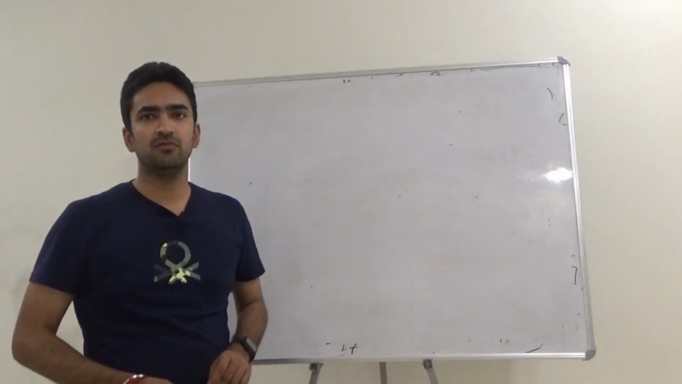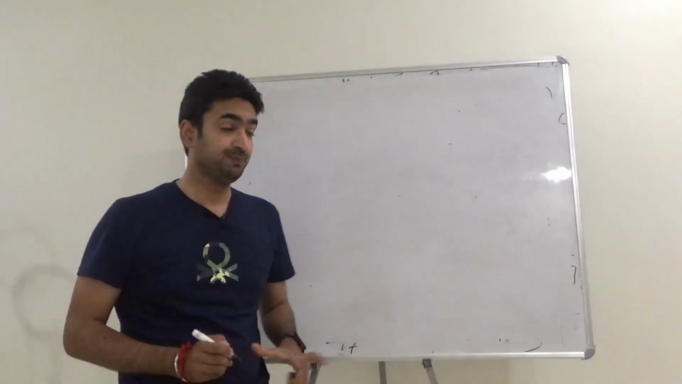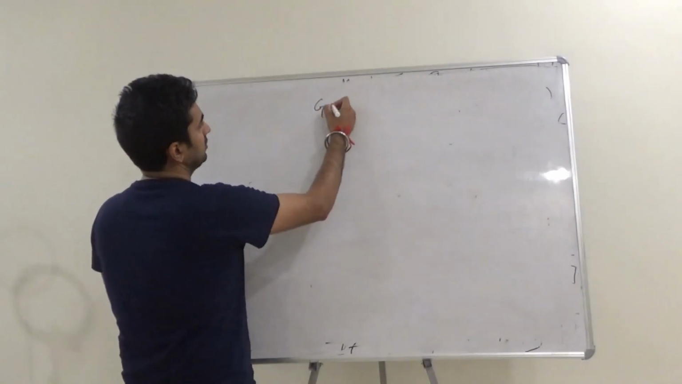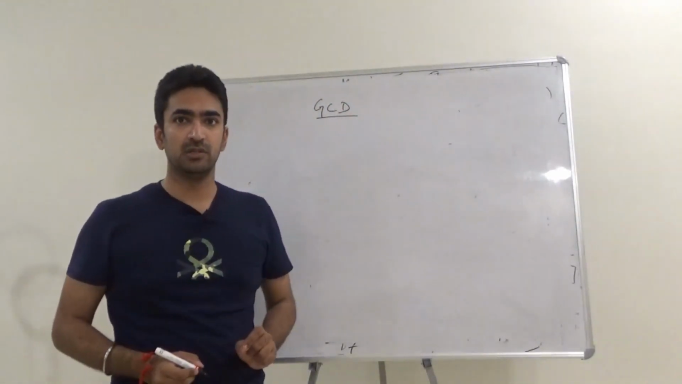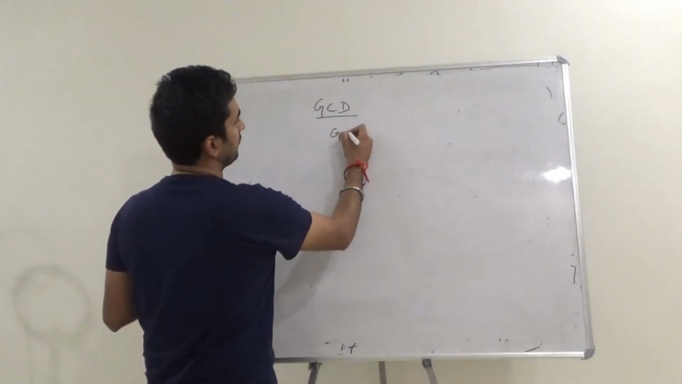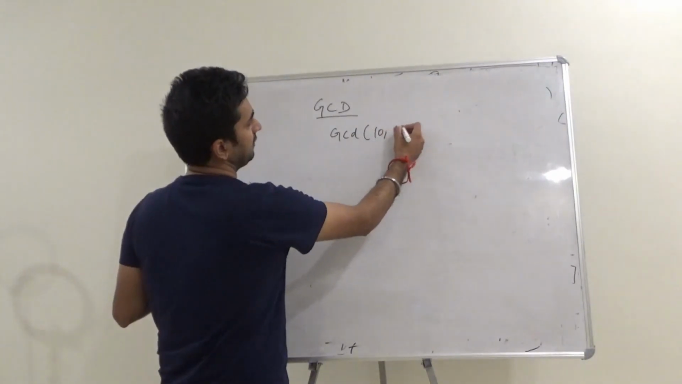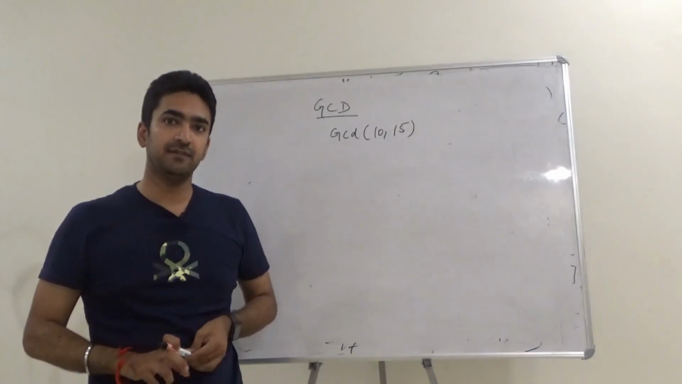In today's video we will be discussing the concept of greatest common divisor. We all know GCD is the greatest common divisor between two numbers. Let's say I want to calculate the GCD of 10 and 15. That means I have to find the commonality between 10 and 15.